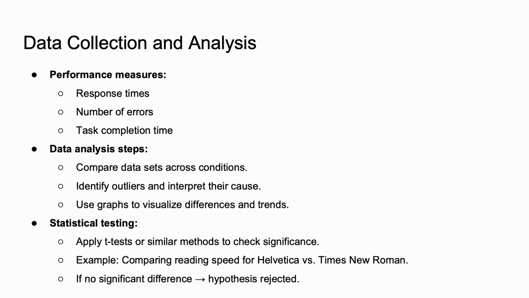For example, a t-test comparing reading speed between Helvetica and Times New Roman font could confirm whether one is genuinely faster to read. If no significant difference is found, it means the original assumption that one font is easier to read is not supported by the data.